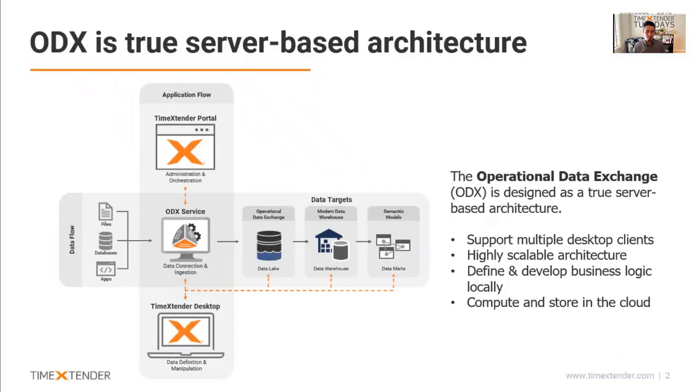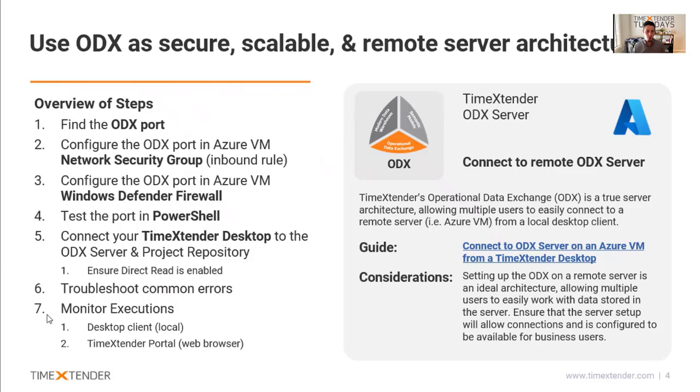Okay, so another topic that I want to cover here today is we touched on how to monitor these executions in the cloud. Again, you can do that locally from TimeXtender Desktop. You can do that from the TimeXtender Portal. Or, of course, the third option is you just RDP right into the application server. But really, the goal here is to not have to do that. And you really don't need to, as long as your ODX server is running on that application server. You can manage everything locally from your local machine.